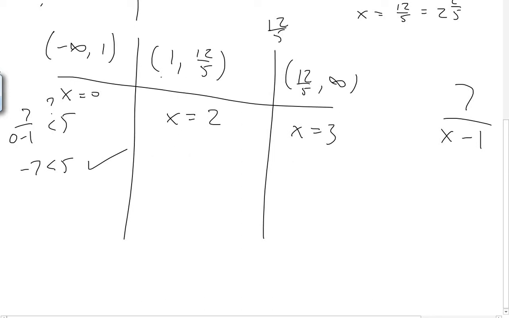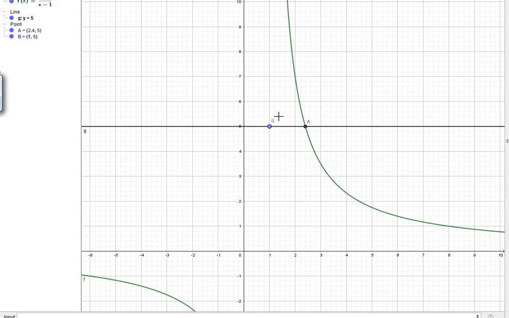Now we also knew that in between 1 and 12 fifths, it didn't work. Again, if I take 7 over 2 minus 1, I want to know if that's less than 5. I'm just plugging it back into the original and seeing whether it works. Well, in this case, 2 minus 1 is 1, so it's 7 over 1, and that is not less than 5, so it does not work. And graphically, I see that, yeah, of course, everywhere between those, the graph was above the line.